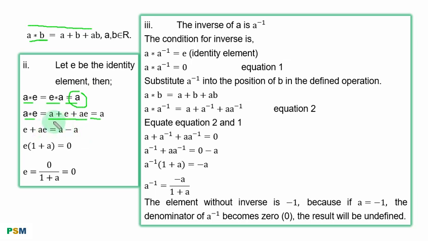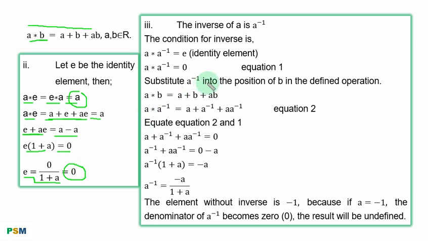From here, you can transfer A to the other side. There is a common element E here. So you have E plus AE equal to A minus A. When you transfer this one, it becomes negative. From here, you can factor out E. You have these results equal to 0. To get E, divide both sides by 1 plus A. When you do that, you have 0 as the identity element.